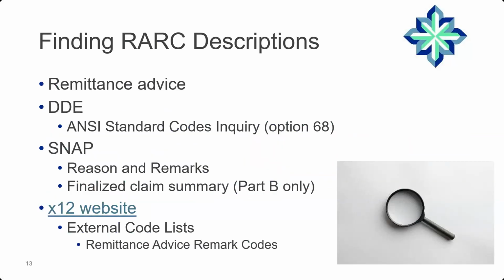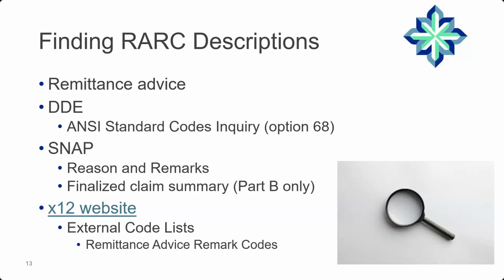Now, in some of the examples we looked at, you can see that the RARC descriptions are relatively easy to find. But what if that isn't the case? What if your remittance advice doesn't provide that information? Or what if you looked up the reason code in DDE and you just don't know what the codes mean? A couple of the resources on this screen can provide descriptions when all you have is the code.